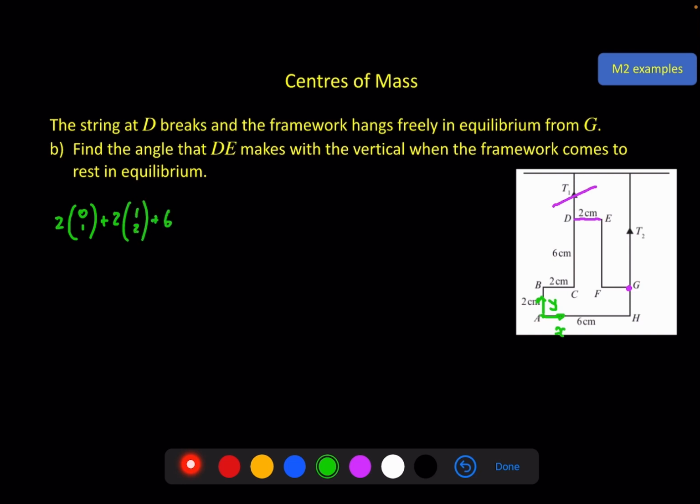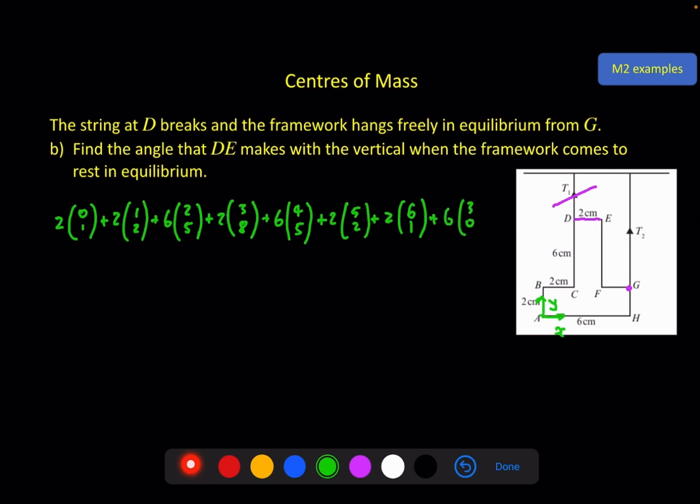CD is 6 centimeters long, with its midpoint at 2, 5. DE, 2 centimeters long, with its midpoint at 3, 8. EF, 6 centimeters long, with a midpoint at 4, 5. FG, 2 centimeters long, with a midpoint at 5, 2. GH, 2 centimeters long, with a midpoint at 6, 1. And finally AH, 6 centimeters long, with a midpoint at 3, 0.